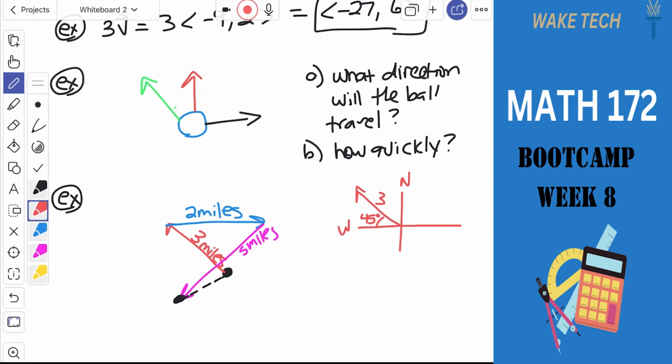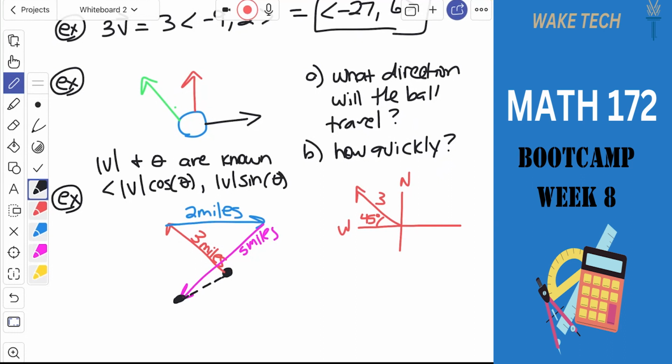Remember, additionally, one of the topics from last week was that if we know a vector's magnitude and its direction, I'll write this up here in black as a refresher, then we can write that vector in component form by multiplying the magnitude by cosine of the direction and the magnitude times sine of the direction. That'll give us the horizontal and vertical components. That's exactly what we're going to be using here.